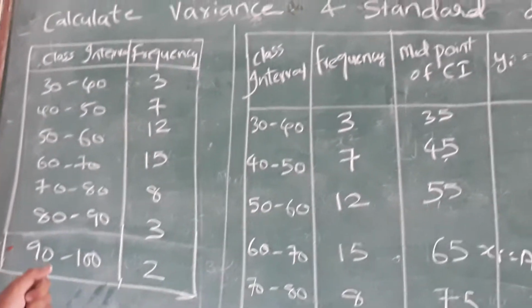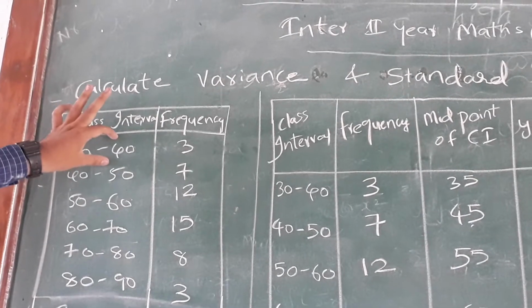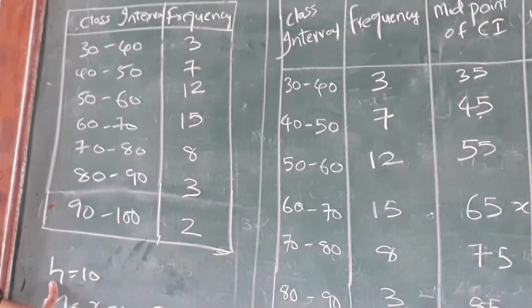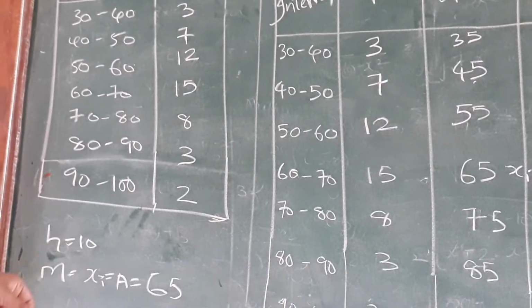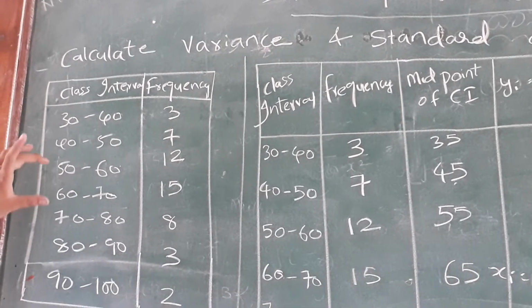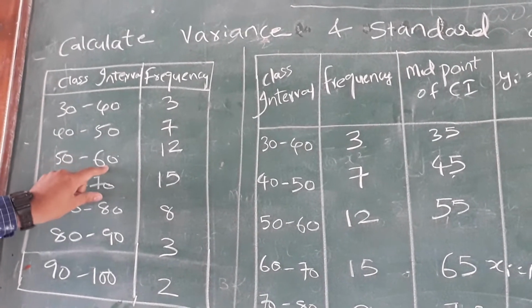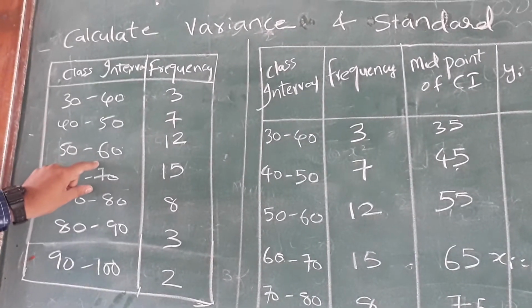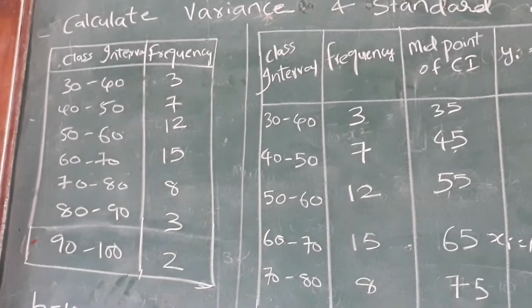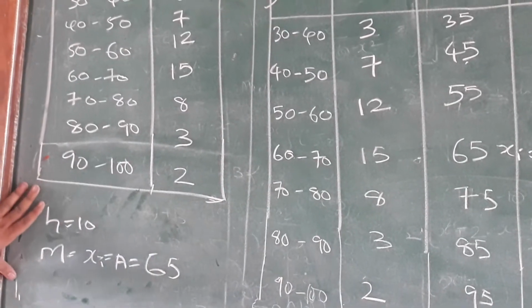First of all, what is the gap between these two numbers? It is 10. So let's assume h is equal to 10. In the same way, what is the middle value of all these? 1, 2, 3, 4, 5, 6, 7. So this is the mean class 60 to 70. In this 60 to 70, what is the middle number? 65. That is said to be the mean value, the xi or a, whatever you call it. Hoping that you have understood.